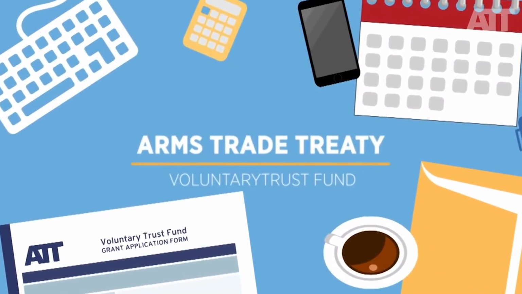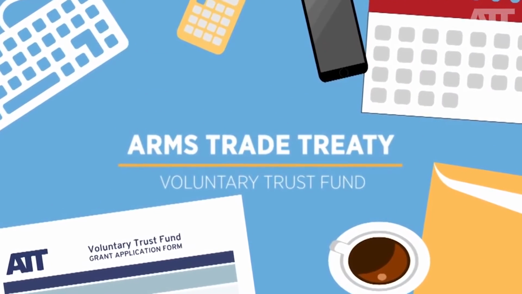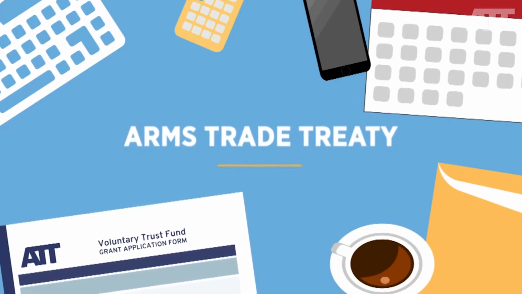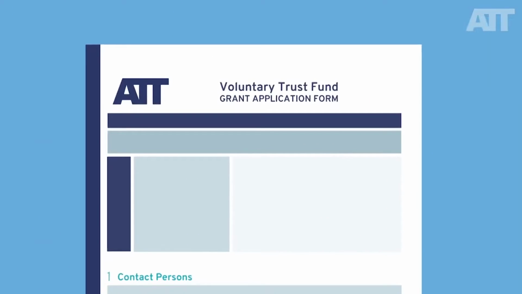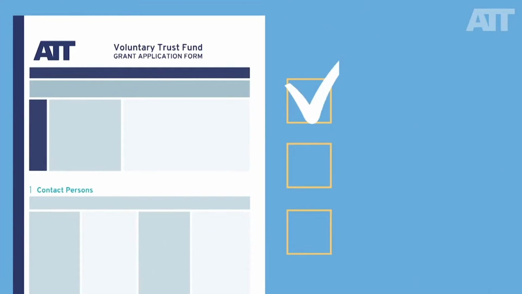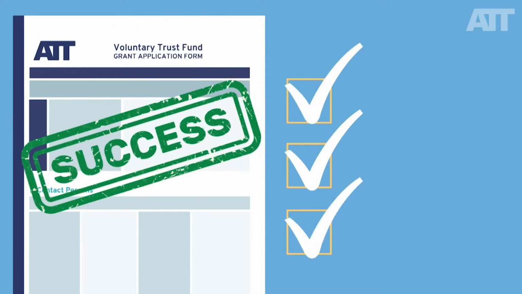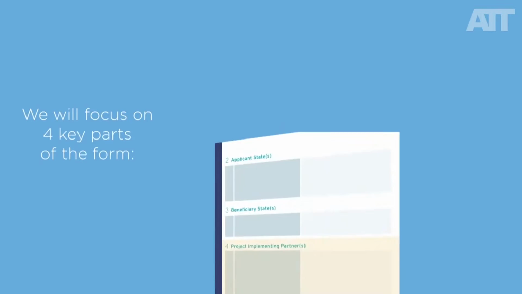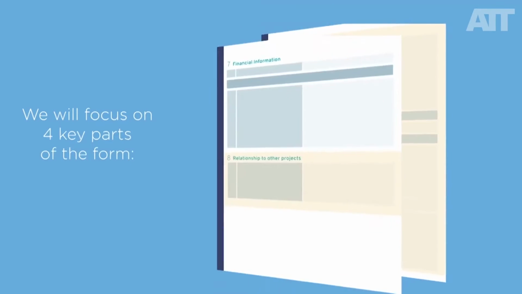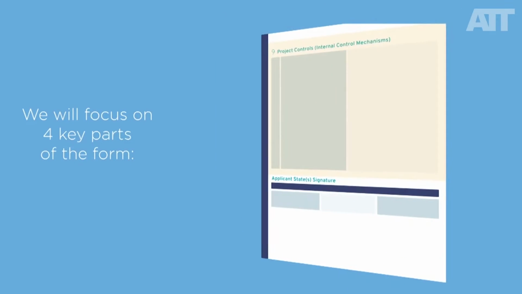Kia ora, hello. The purpose of this video is to provide some tips for completing the Arms Trade Treaty grant application form in order to maximize your chances of success. We will focus on 4 key parts of the form, sections 4, 6, 8 and 9.